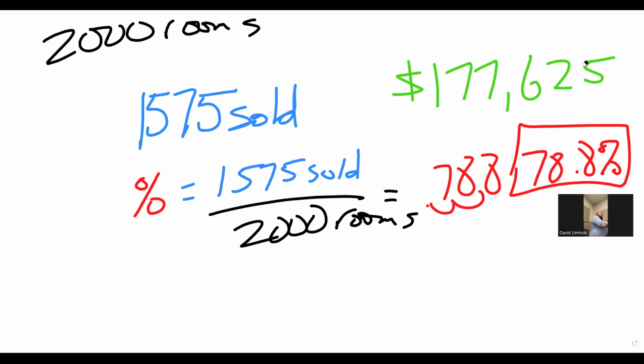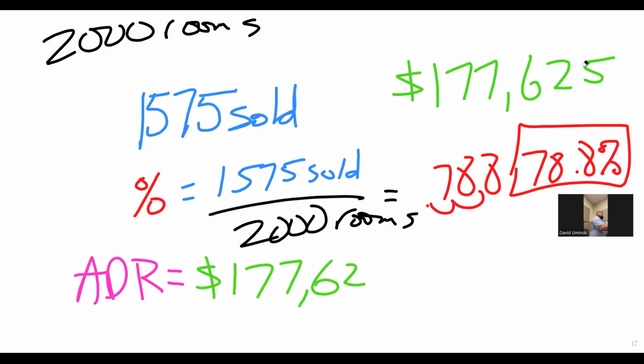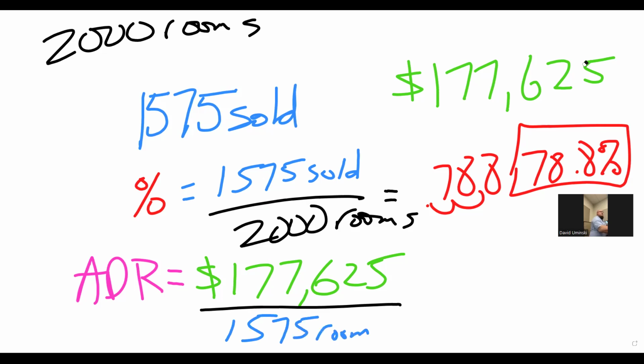So I'm going to go ahead and go with pink for our ADR. Our average daily rate is the total that we sold, $1,760.25, and we're going to divide that by the rooms that we sold, 1,575 rooms. And so our ADR comes out to $112.78.